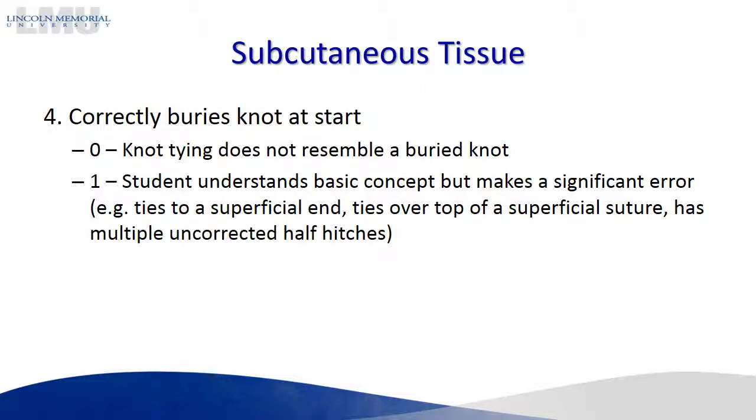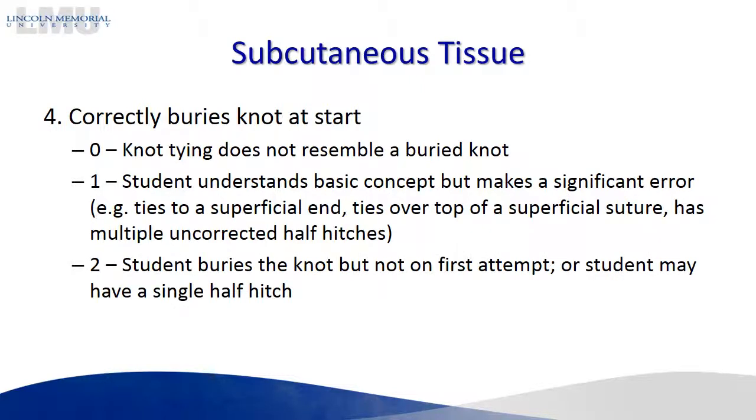A 1 is a student who understands the basic concept. They need to tie deep to bury it, but they do make a significant error in the process. Perhaps they tie a deep end to a superficial end, or they tie deep ends over top of a superficial suture. Maybe they have multiple uncorrected half hitches that are negatively affecting knot security. So in other words, this isn't something that's probably likely to threaten the overall health of the patient, but they haven't correctly buried the knot as they've been performing this.